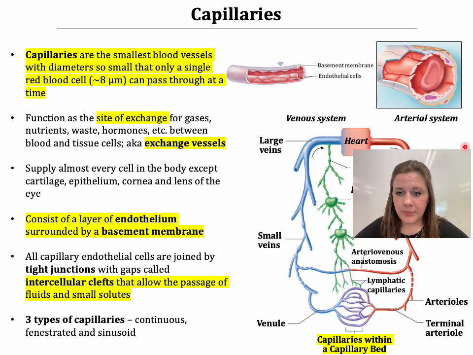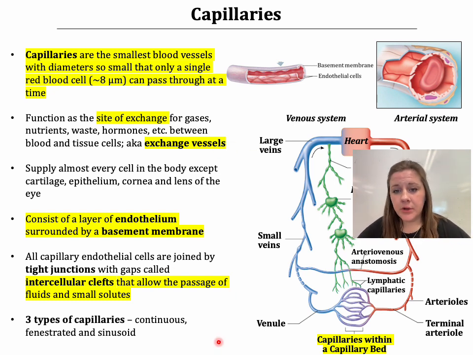This is very important because it allows for things to be exchanged, right? These are exchange vessels. Exchange could not occur if you have a big layer of smooth muscle and a big layer of collagen, right? That does not allow for diffusion. These endothelial cells are very good at diffusion because they're simple squamous cells. They are flat, squashed, fried eggs, right? Very thin, very efficient for diffusion, right?